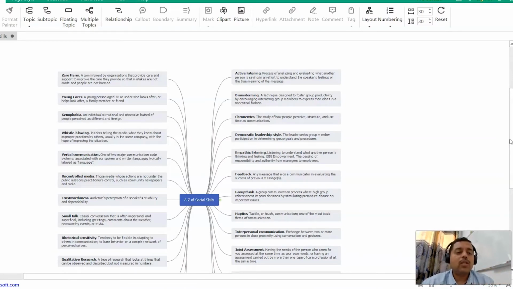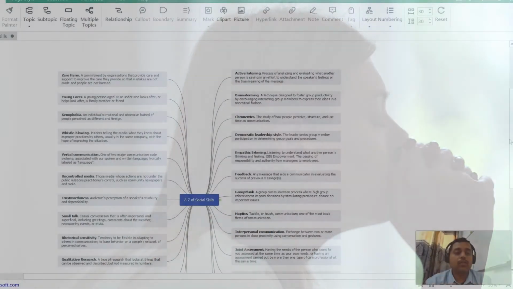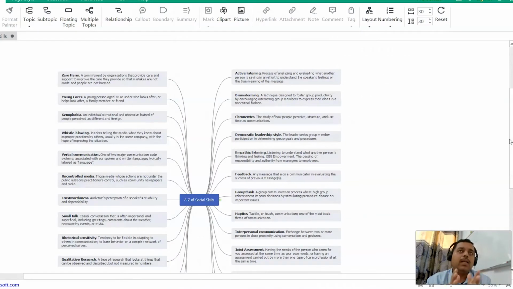It is actually an individual's irrational and obsessive hatred towards people. So, that's again a cause of a very bad reputation in terms of social skills or social media, right, or even in terms of social intelligence. So, we are here to build social intelligence. We are here to assess social intelligence. We are going to help you develop your own social skills.